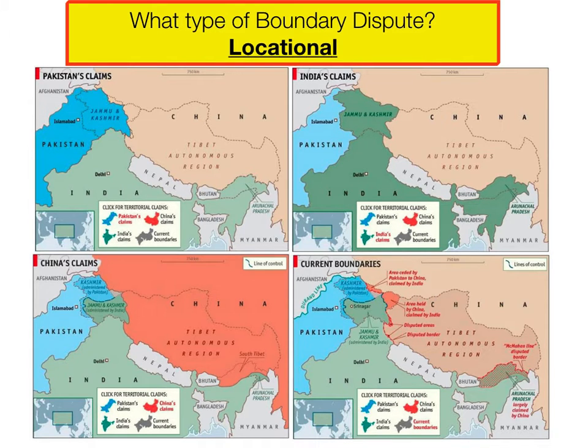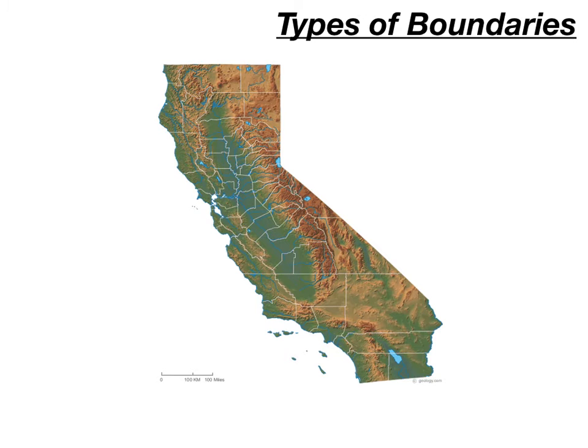It is a locational boundary dispute. This is a locational boundary dispute. So there is not really a standing treaty that all 3 of these states respect. Okay, we're going to talk quickly about the types of boundaries there are.